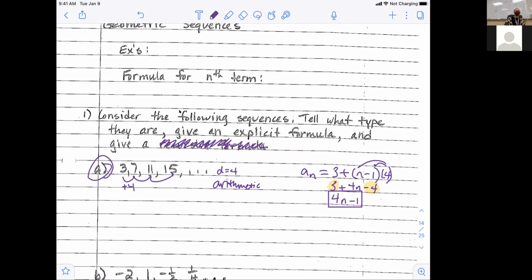All right, so that's our kind of intro into arithmetic formulas, arithmetic sequences. Any questions yet?